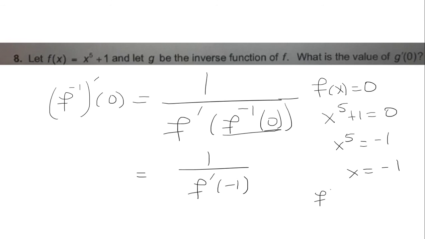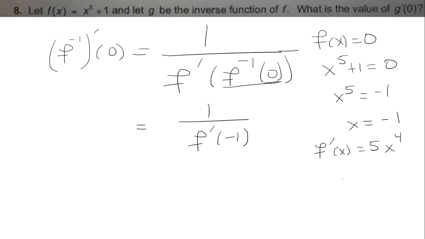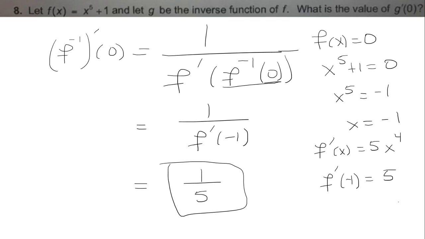I want to find what f prime is first. So f prime is 5x to the 4th. If I plug in negative 1 here, it will be negative 1 to the 4th power, which is just 1. So the answer is 5. So 1 over f prime of negative 1 is 1/5. And that's our answer.